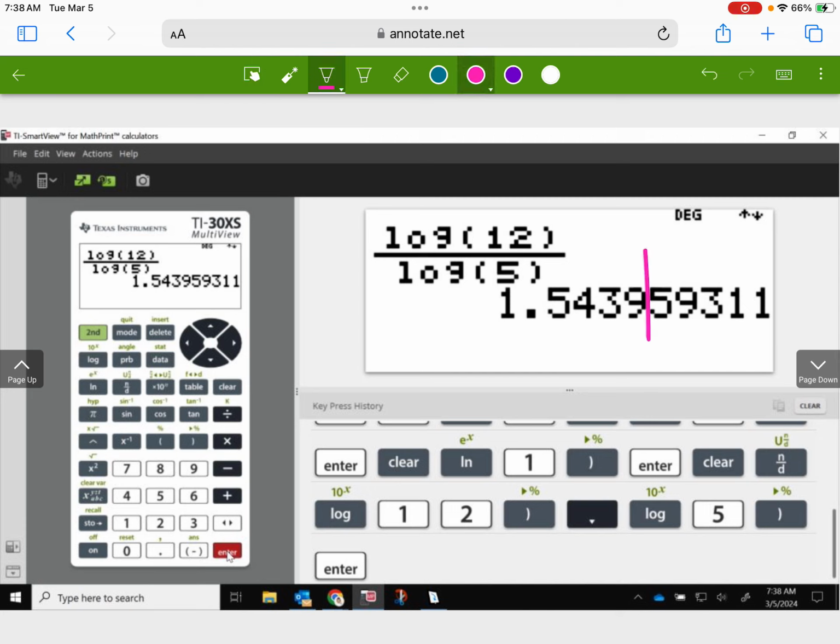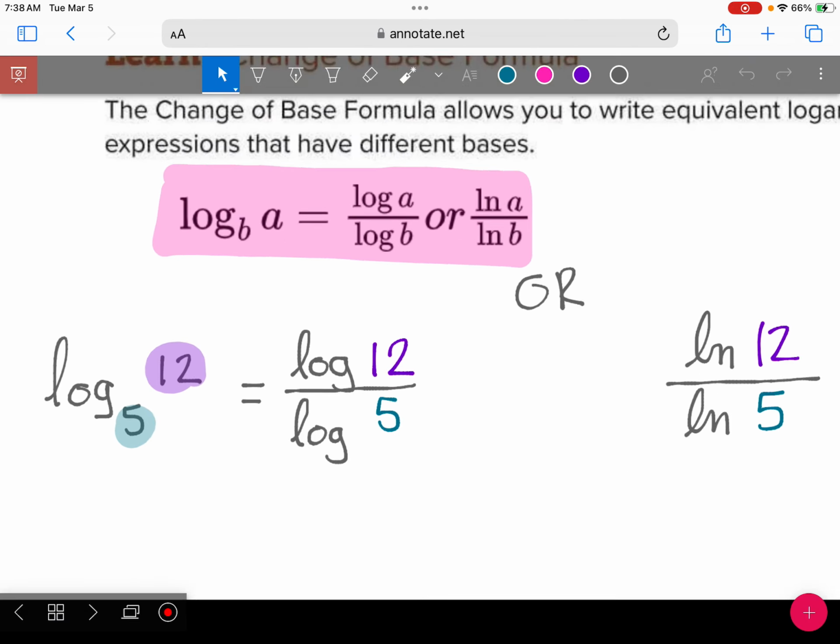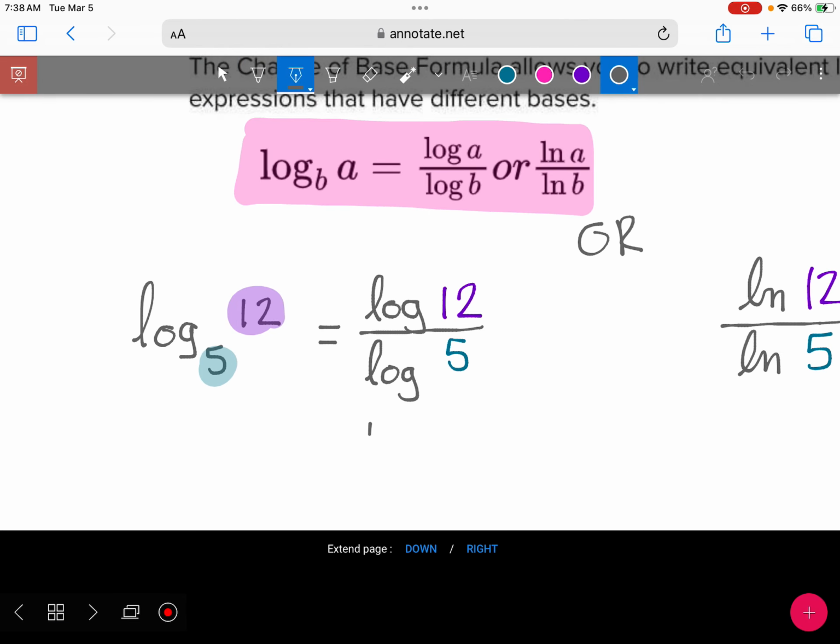1.5439. We're going to take 4 decimal places, so that rounds us up. So we get 1.5440.